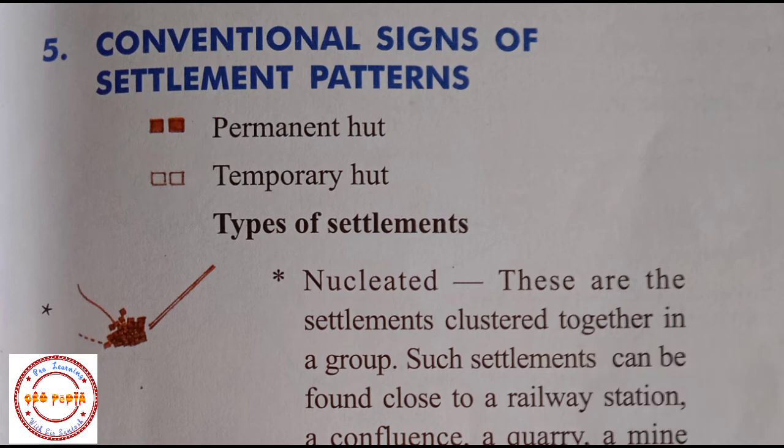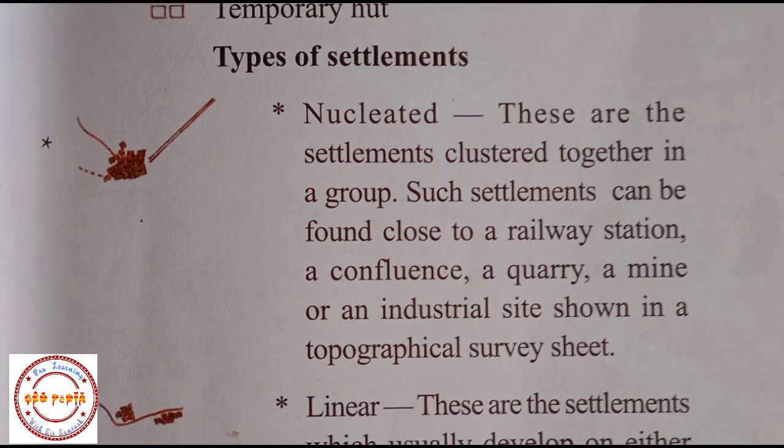Now let us move to the types of settlement. The same thing is written here. First is nucleated settlement. These are the settlements clustered together in a group. It means in this type of settlement, houses or buildings are very close to each other, in a cluster, in a group. In Hindi what we say, jhund.